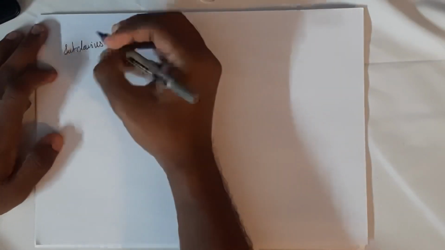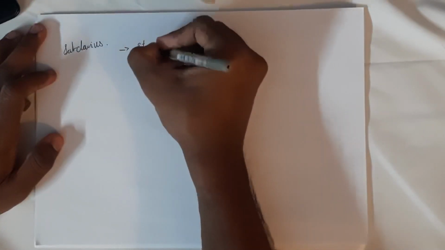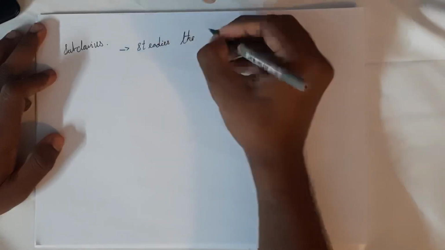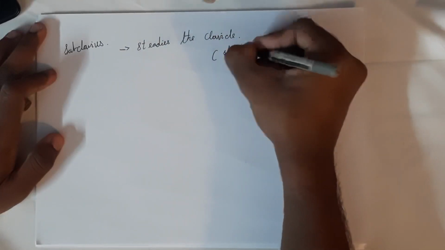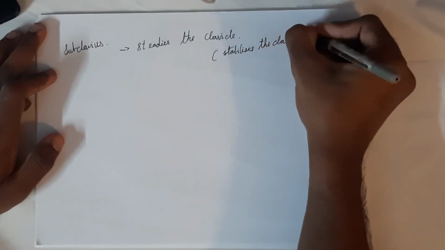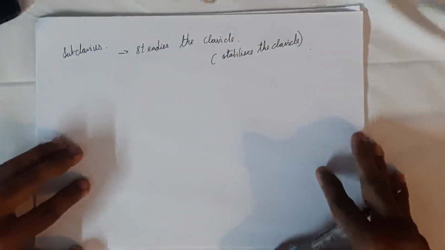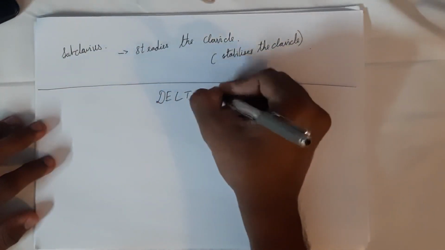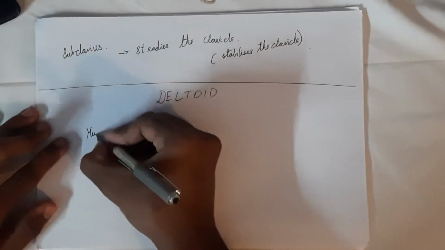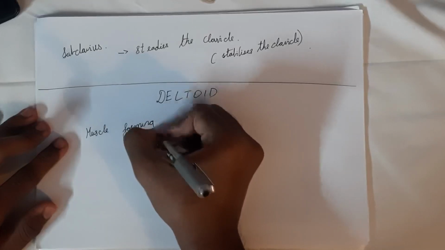And now moving on to the subclavius muscle. It does nothing but steady the clavicle. It provides stability to the clavicle bone. And now we move on to the important topic, that is the deltoid muscle. It is the muscle that gives the rounded contour to the shoulder.